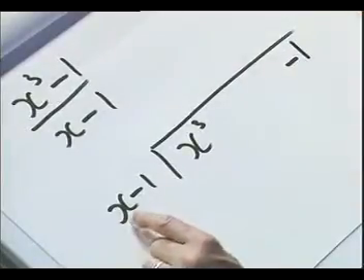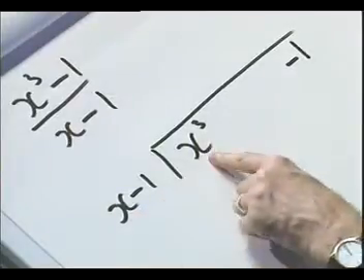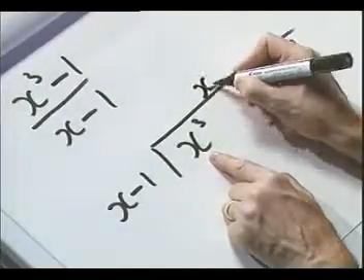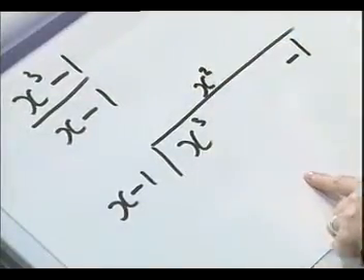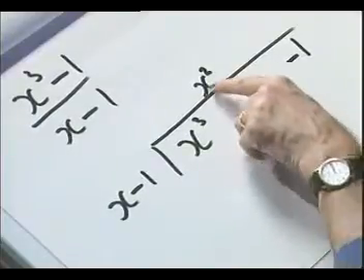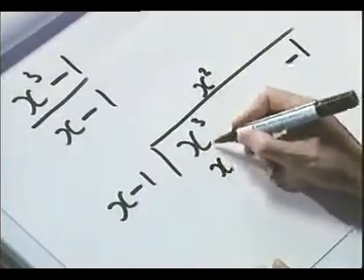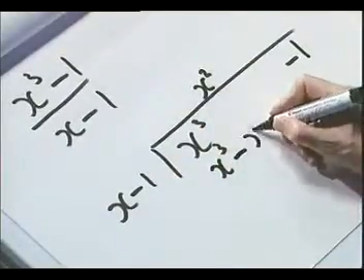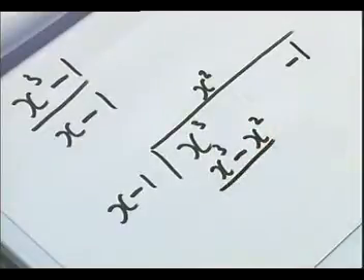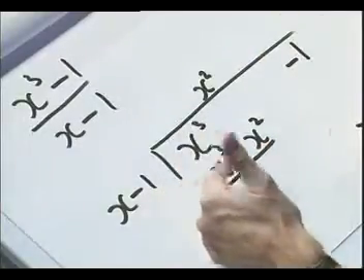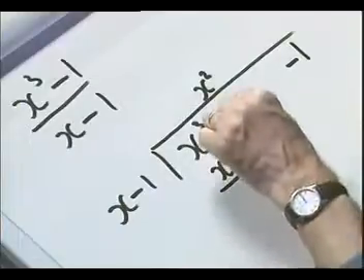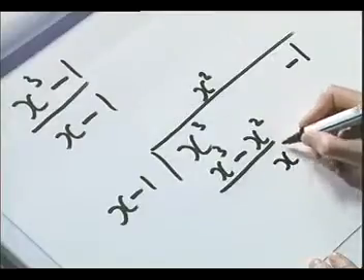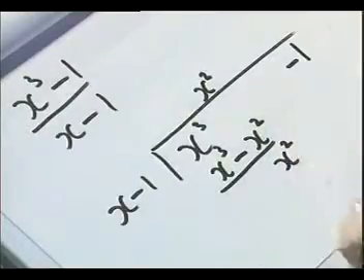So what I ask myself is, how many times does x go into x cubed? And the answer is it goes in x squared. So I write the answer there, where the x squared term would be. X squared times x is x cubed. X squared times minus 1 is minus x squared. And subtract. X cubed, take away x cubed, no x cubes. 0 minus minus x squared is plus x squared. Bring down the next term.